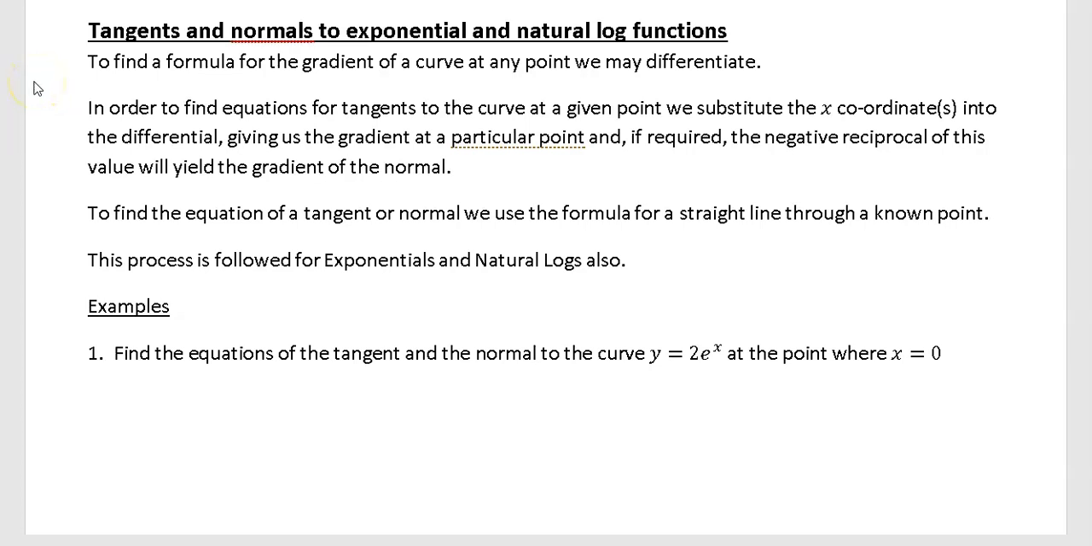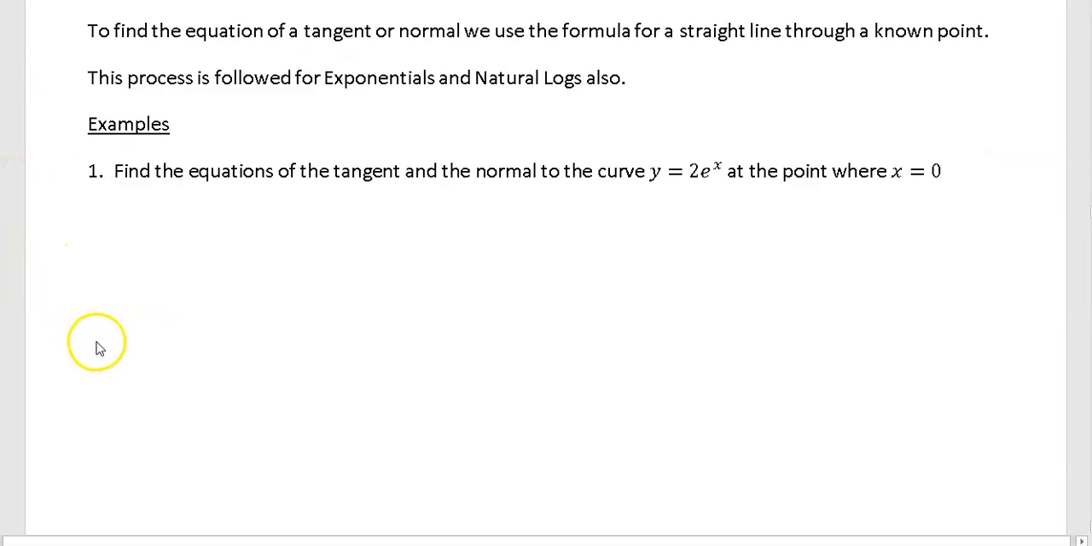Okay, in this video we're just going to apply what we've done in the last video about differentiating e to the x and differentiating the ln x, and see how we can use that to find the equation of the normals and tangents to curves at particular points. So we're going to just jump straight to the example. This is all fairly self-explanatory, so it's nothing new to us really.